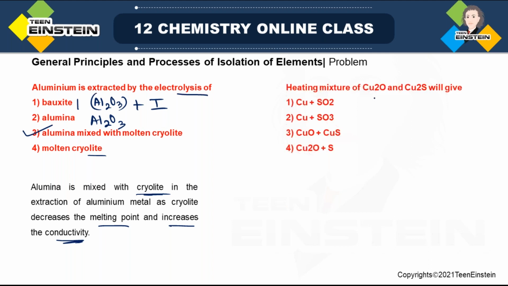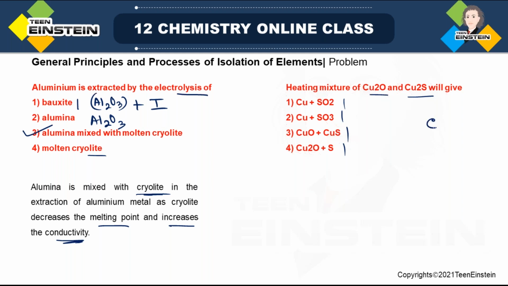Next question: heating a mixture of Cu2O and Cu2S, it will give which of these? Now try to remember when we discussed isolation methods, that is, getting the metallic form, the zero oxidation state of the metal, starting from its salt form, the oxidized form. There are different methods we use.